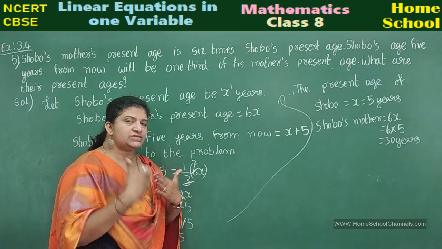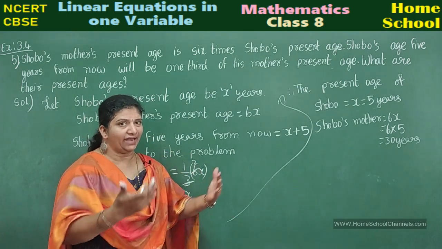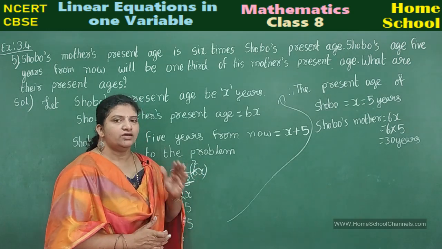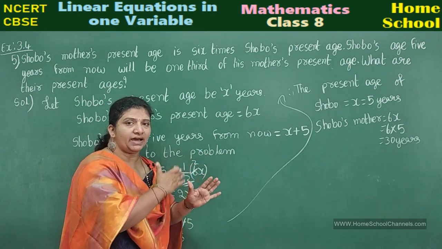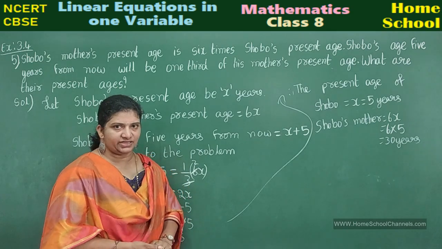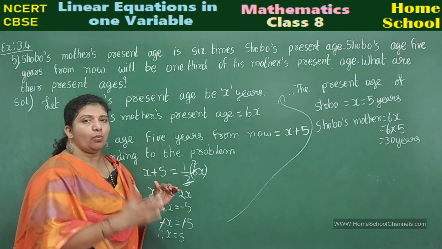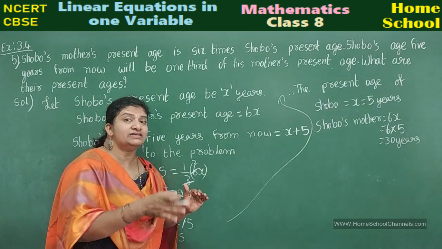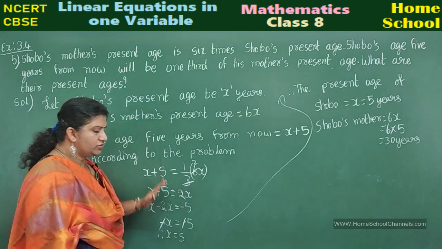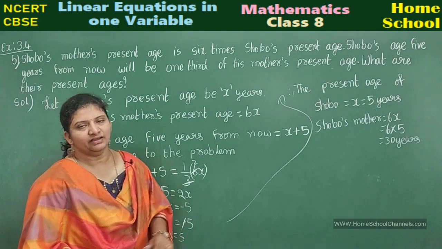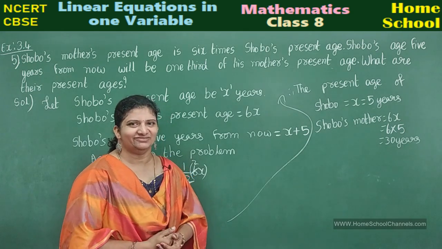Understand that 5 years from now, when we are talking about mother's age and Shobo's age, both we need to add 5. But in this question, 5 years we only added for Shobo. And we are comparing that with Shobo's mother's present age. Okay, so solve this. You are going to get the answer. That is, Shobo's age is 5 years. Shobo's mother's age is 30 years.